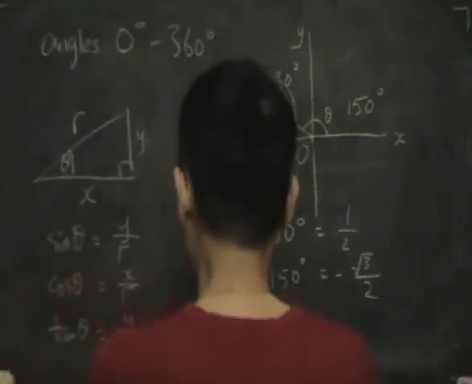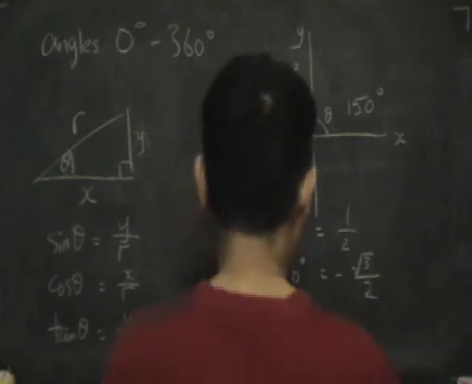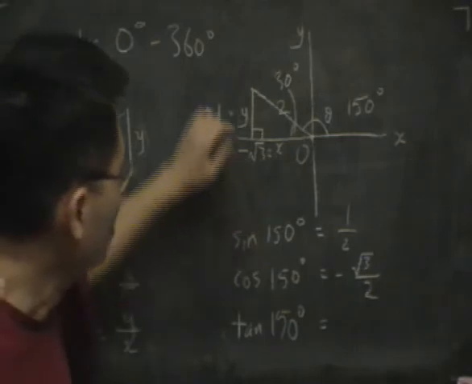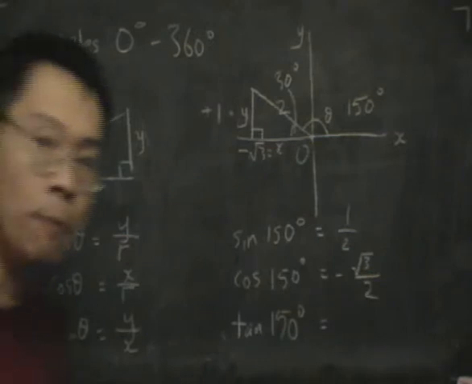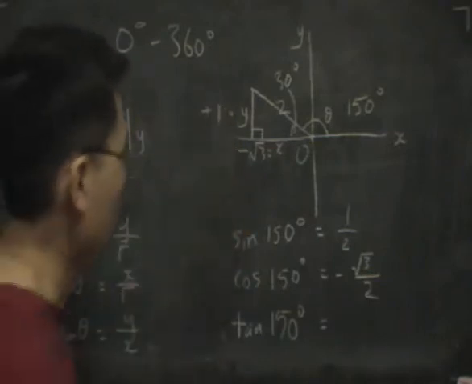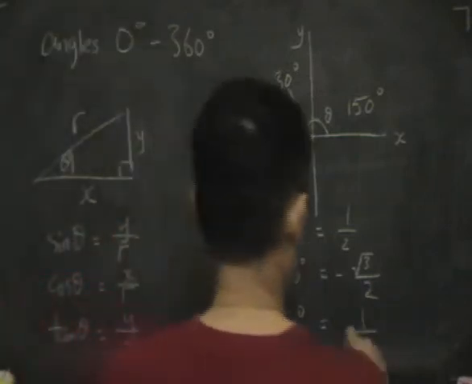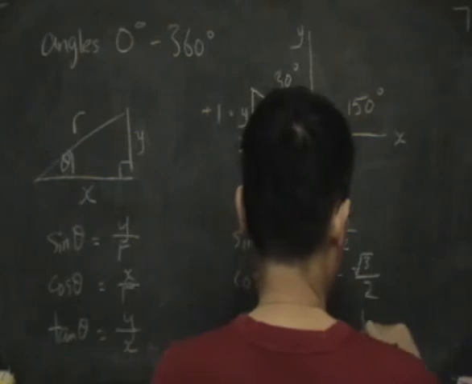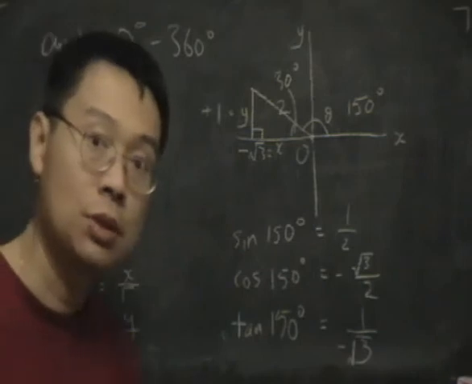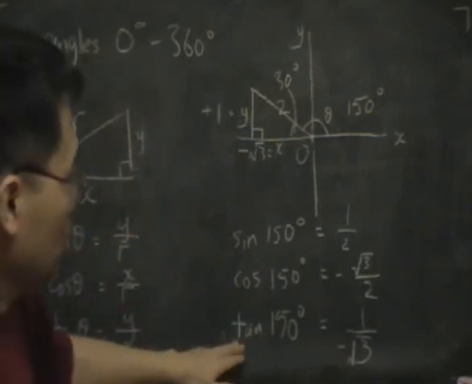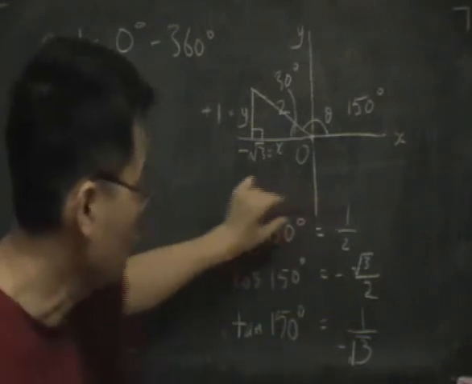Let's complete this calculation by finding the tangent of 150 degrees. That would be y over x, opposite over adjacent. So y is plus 1, x is minus root 3. So tangent 150 degrees is minus root 3, also a negative number. So I have a negative for cosine and tangent, and a positive for the sine.